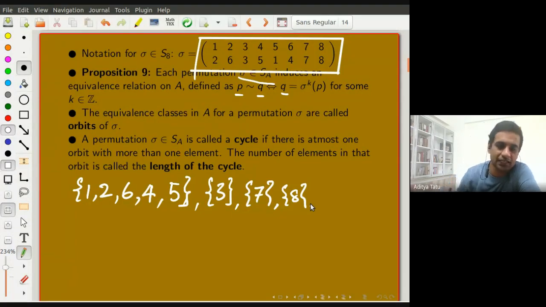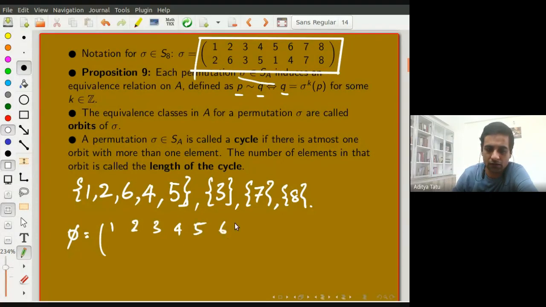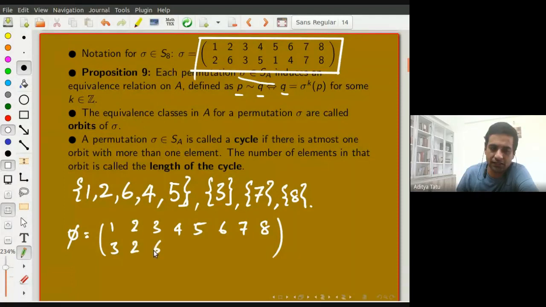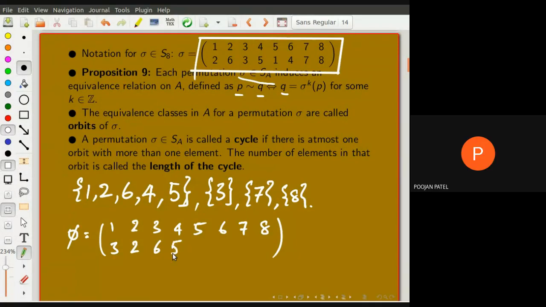If you want, we can take another example. Give me any permutation that you want to look at, and we look at that case. How many elements do you want the set A to contain? 8. Okay. Give me the permutation now. 3, 2, 6, 5, 4, 1, 8, 7.